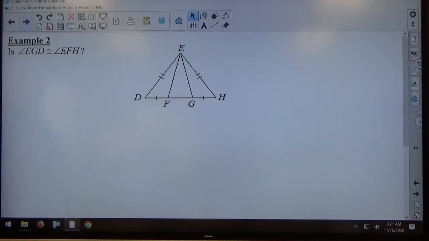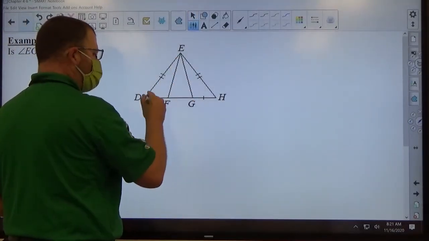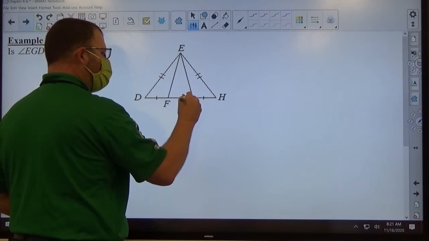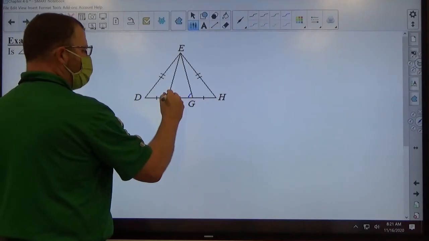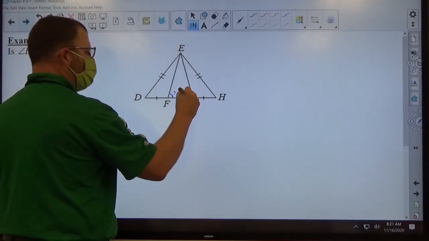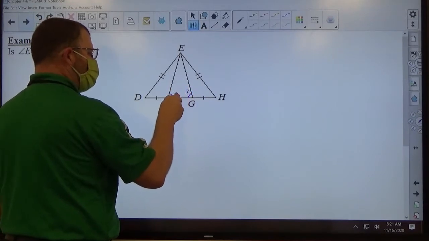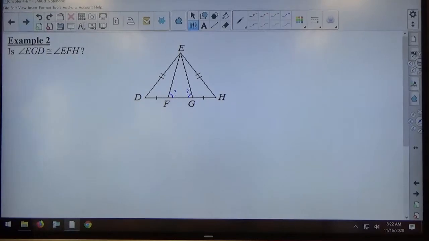Look at example 2. It asks if angle EGD, which would be from E through G to D, so this angle here, is that congruent to EFH, which is this angle here? Okay, they want to know if that's true.